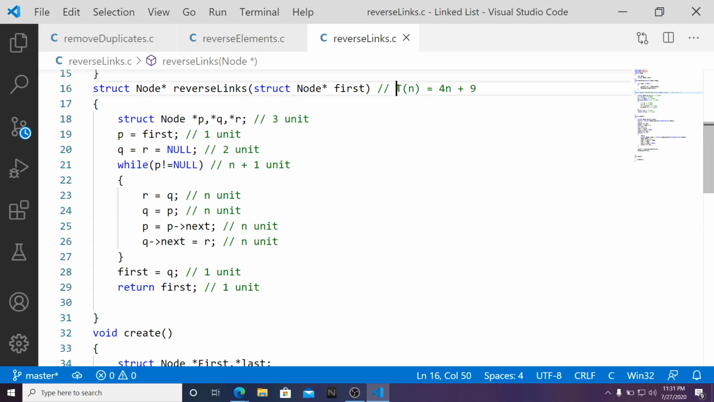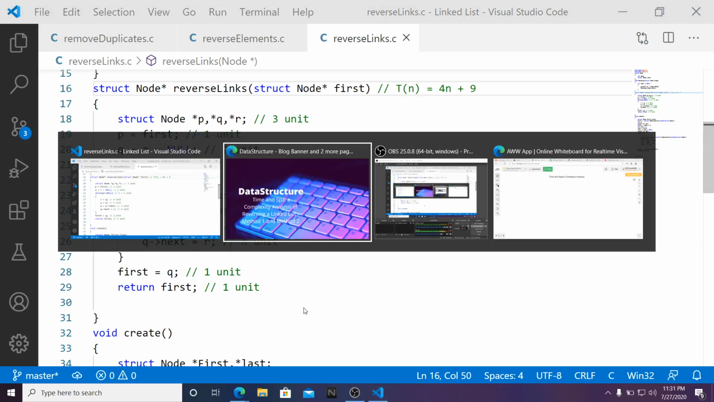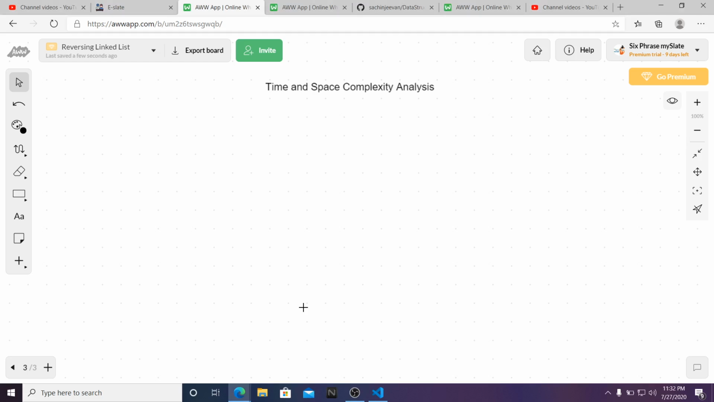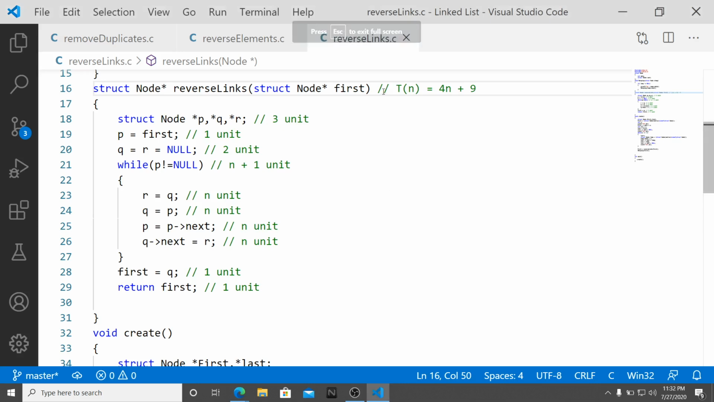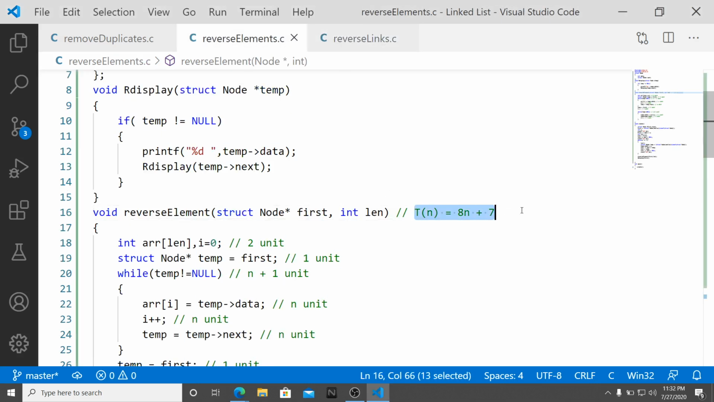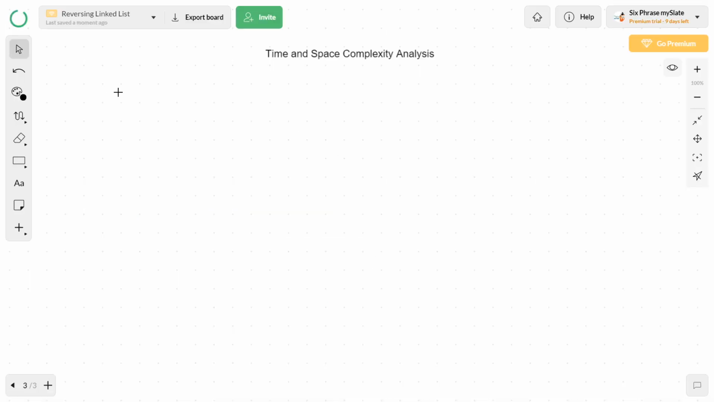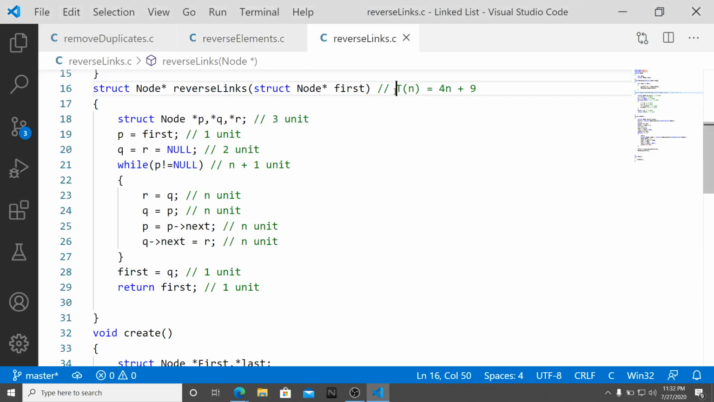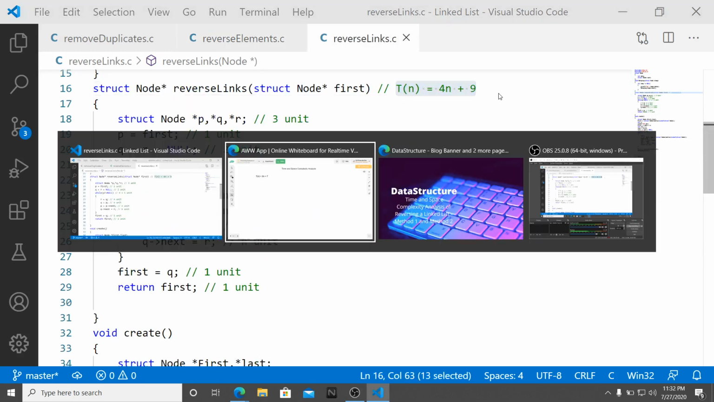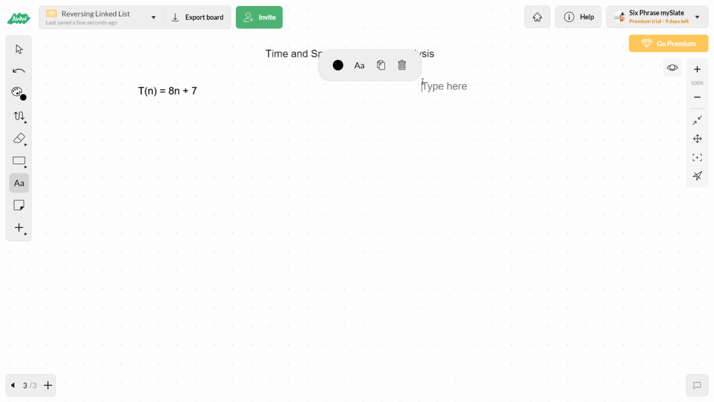Now our task is to take these two equations and compare them. So what we will do is copy it down. First of all, we will take the equation of the reverse element. This is method 1. This is going to be the time complexity polynomial equation of method 1. We will take the same polynomial equation of reverse link method 2 also. Now we will be comparing both these equations.